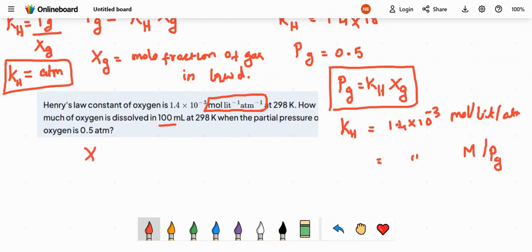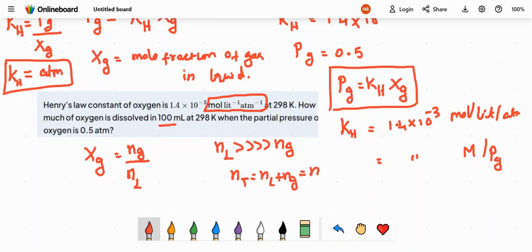Here Xg is the number of moles of gas divided by the total number of moles. Instead of taking the total number of moles, I am going to take only the liquid solvent moles alone, because the liquid solvent moles are very high compared to Ng. So the total number of moles, NL plus Ng, will be approximately NL. That is the number of moles of the particular liquid solvent. So I'm going to take it like this. The number of moles of the gas can be written like that.